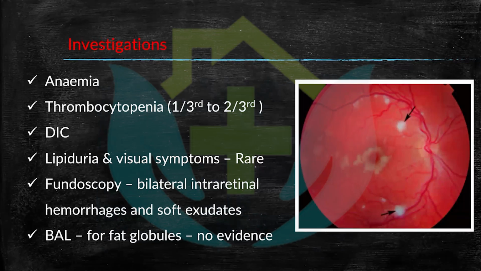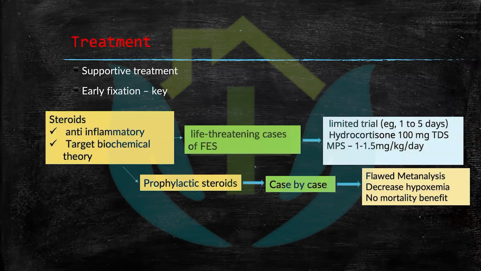Next, we can also look at the retina, because the eye is directly connected to the brain and the eye is the gateway to look at your brain. If you look at the retina, you can find multiple small cotton wool spots and you can find some blotch hemorrhages. These are the most common findings in the retina.